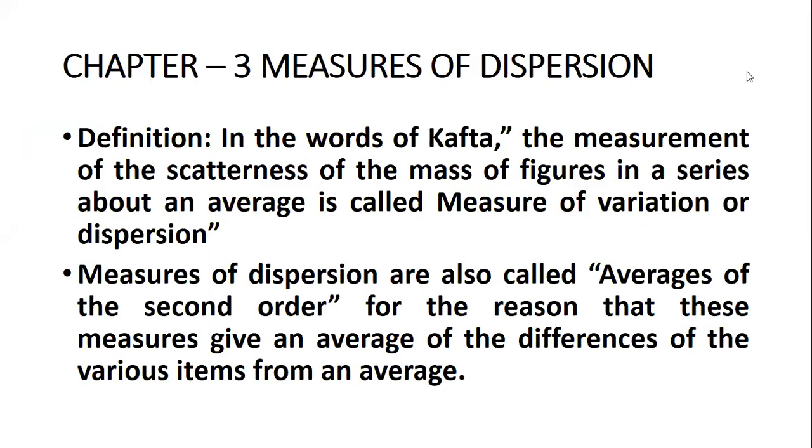Now, the definition of measures of dispersion is given by Kafka. The author says, the measurement of the scatterness of the mass of figures in a series about an average is called measures of variation or dispersion.